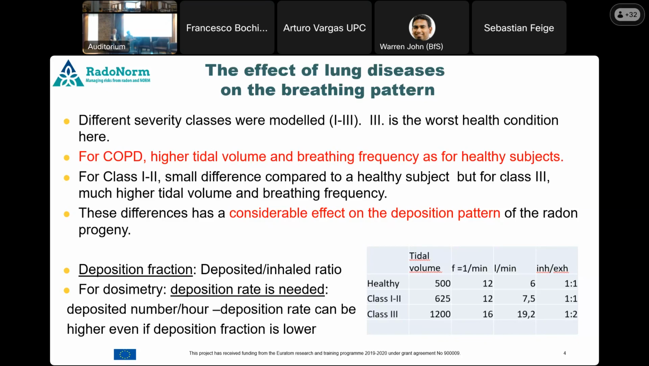Okay, I will use deposition fractions, which is the ratio of the deposition per inhaled particles. But for dosimetry, we need the deposition rate, so we need the number of deposited particles per unit time. It's important to note that the deposition rate can be higher even if the deposition fraction is lower. For example, for class 3, there is quite fast breathing, so there is no time to deposit. The deposition fractions are partly smaller, but the rates are always higher for COPD because of the more inhaled air.